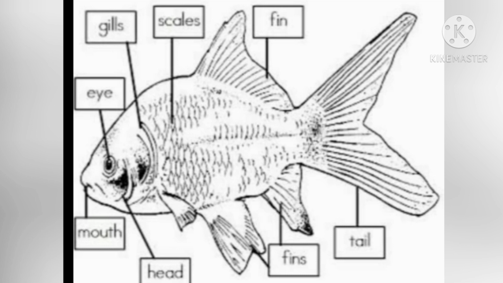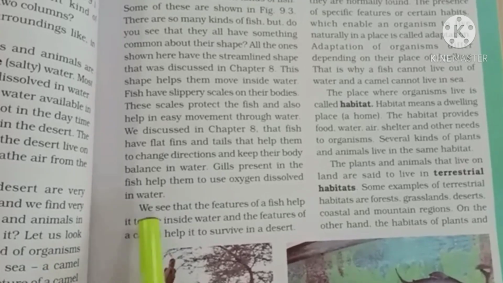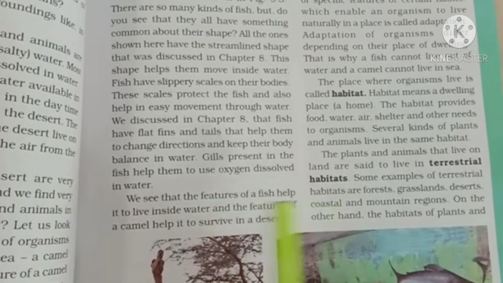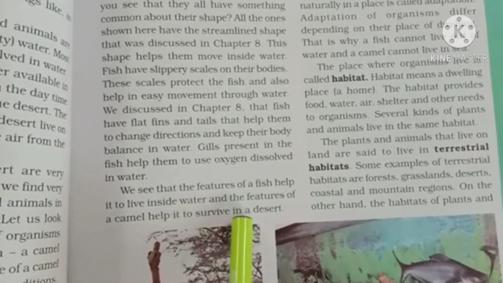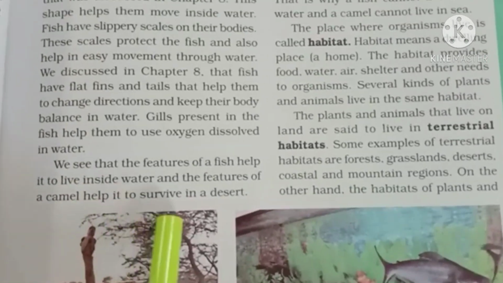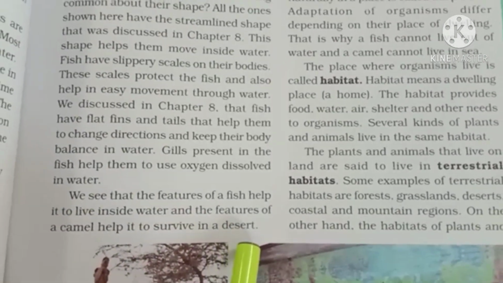Now they have flat fins and tails that help them to change direction and keep their body balanced in water. Next is gills. The gills present in the fish help them to use oxygen dissolved in water. Now here we have seen about fish and camel. We see that the features of a fish help it to live inside the water and the features of a camel help it to survive in a desert.